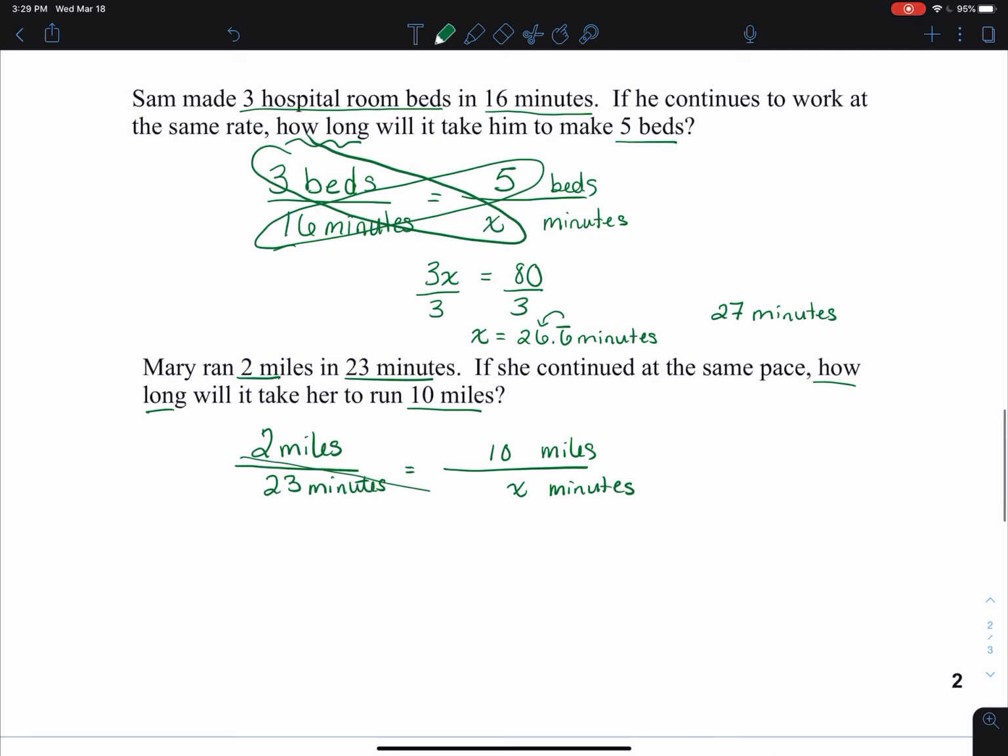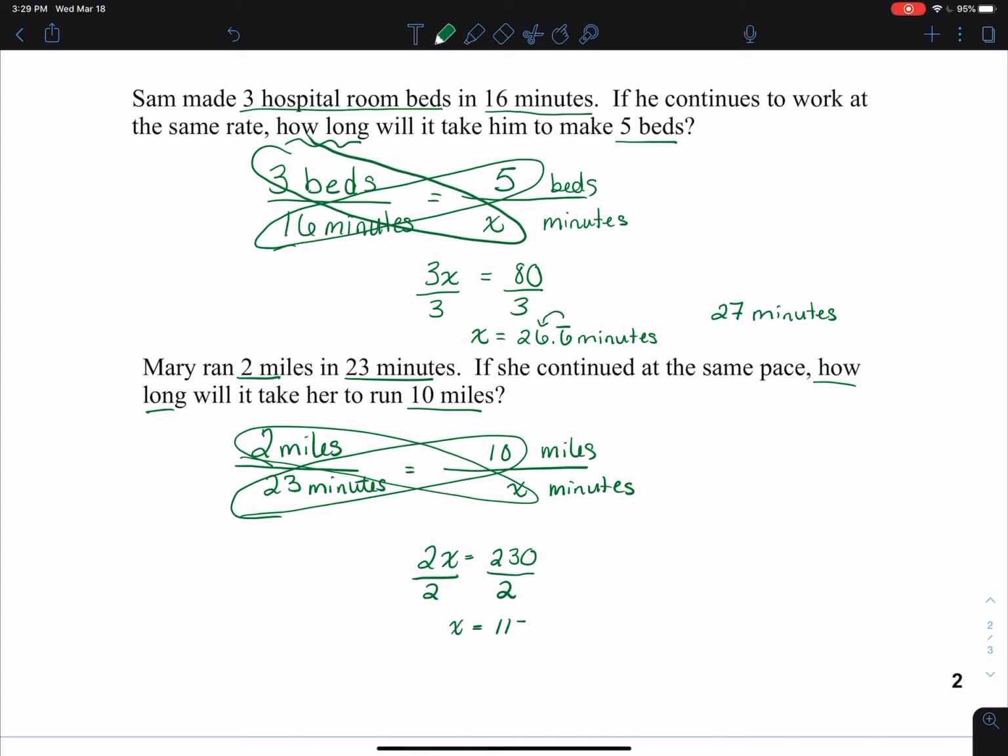I'm going to cross multiply. The 2 times x gives me 2x. The 23 times 10 gives me 230. I need to undo that multiplication, so I'm going to divide both sides by 2 to get x by itself, and I'll find that x equals 115 minutes.